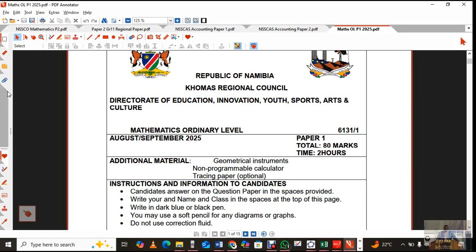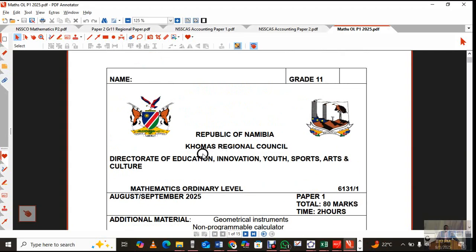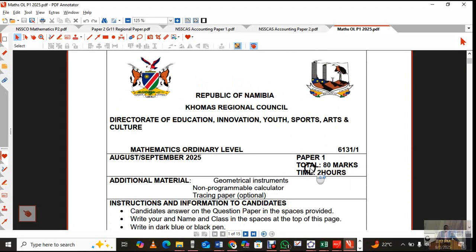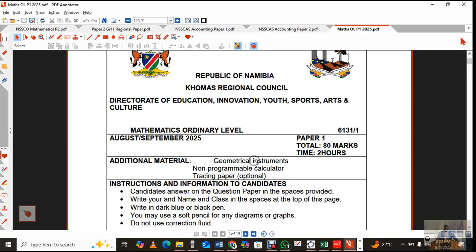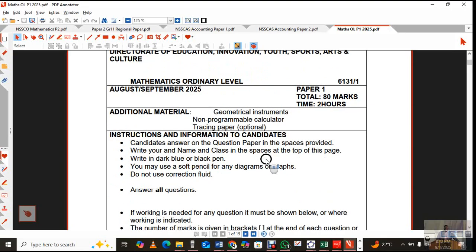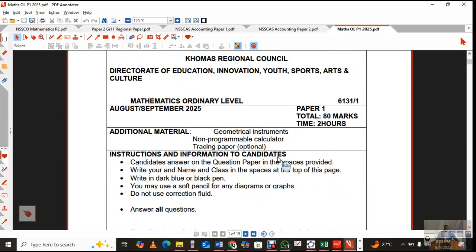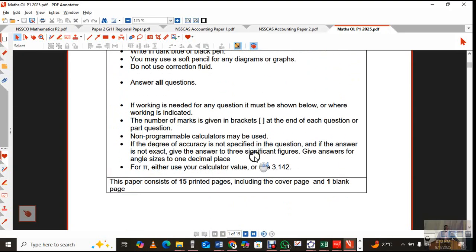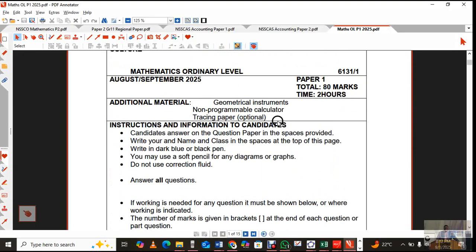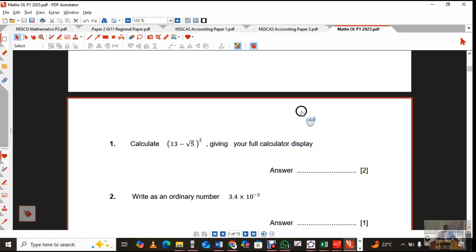I am looking at the grade 11 paper of the Khomas region. This is paper 1, and I haven't yet worked it out myself. So I am seeing the real time paper just like you. We're going to take it question by question. It's supposed to be out of 80 marks, and this is all in the attempt to assist you to prepare for the finals.